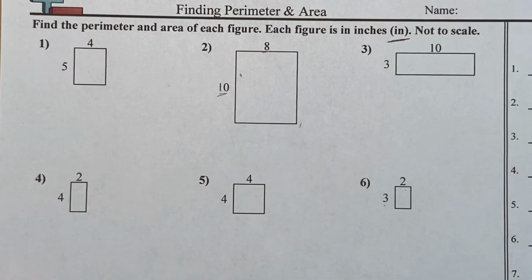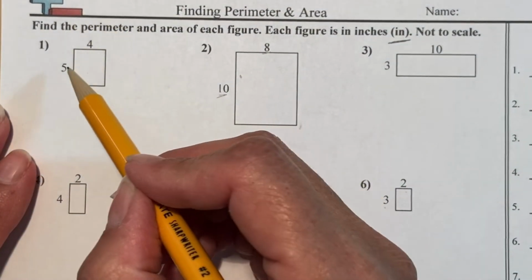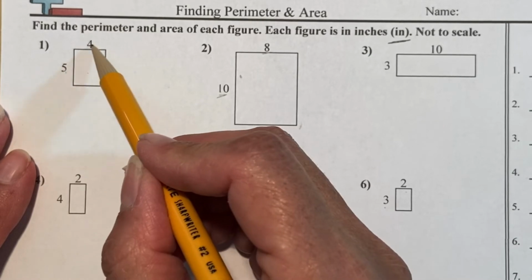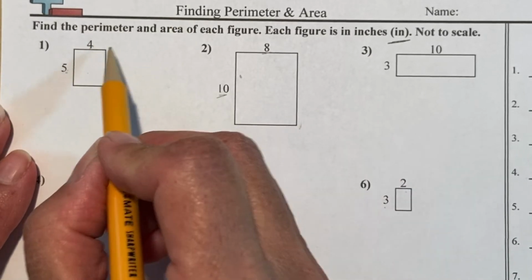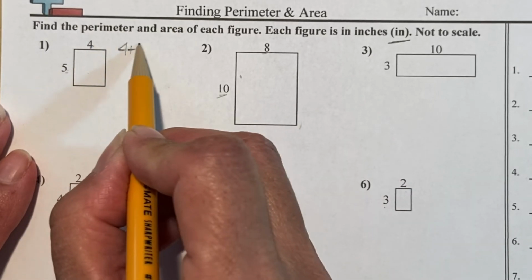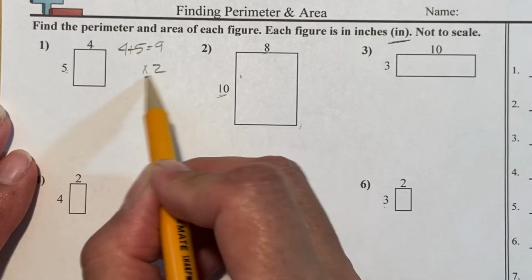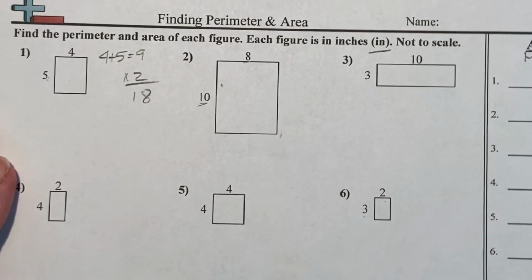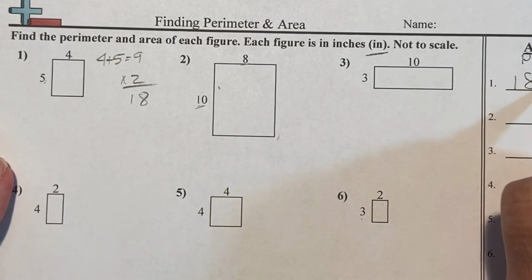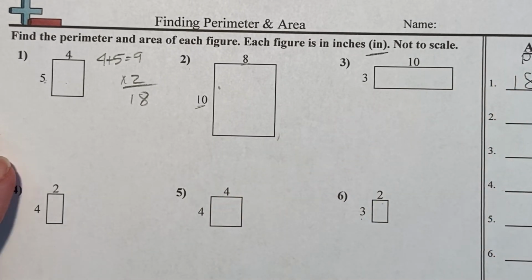So let's put that into action. Right here I have my length and my width. 5 plus 4 equals 9. Then I'm just going to double the 9. My answer is 18. 18 inches.